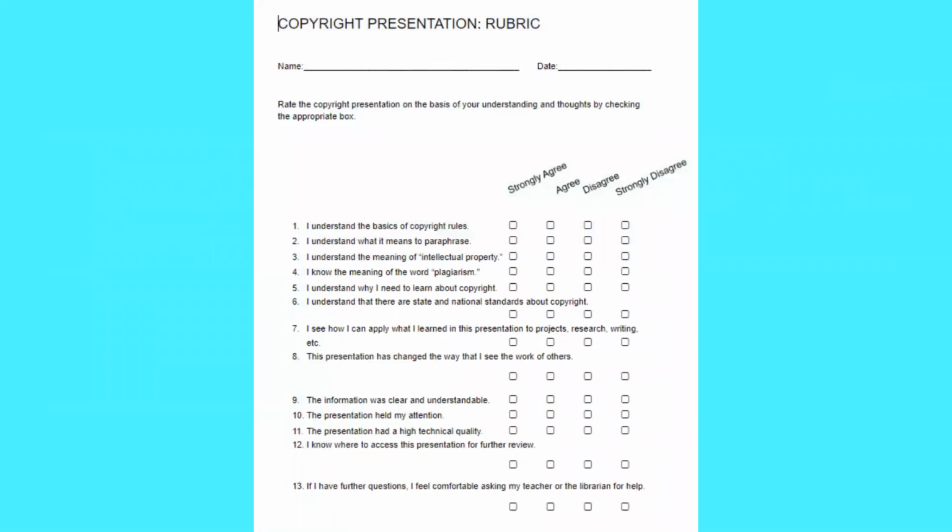In addition to this, we have a rubric students will fill out after the presentation, and it includes them answering questions checking their understanding of the content of the presentation, in addition to their thoughts on the presentation: was it clear, did it hold your attention. And then lastly, it asks a social emotional question about the comfort level with the teacher and the librarian asking for help after the presentation.